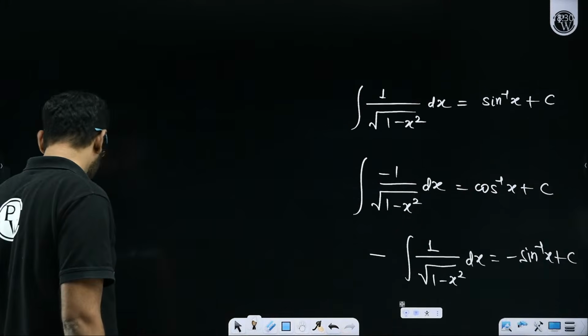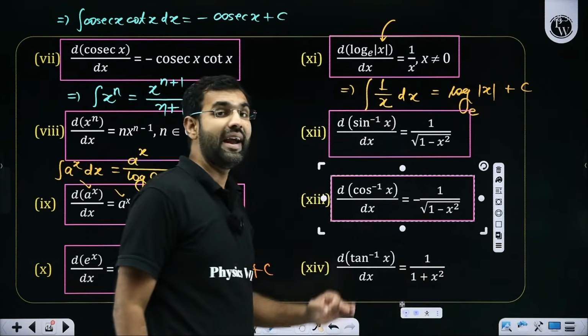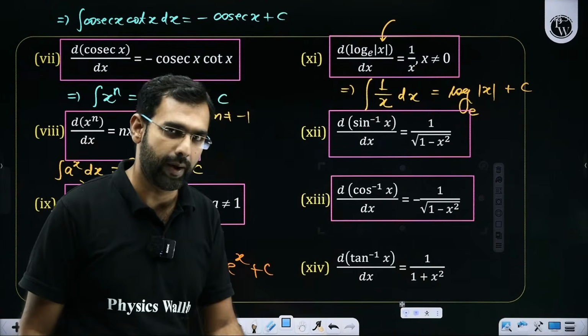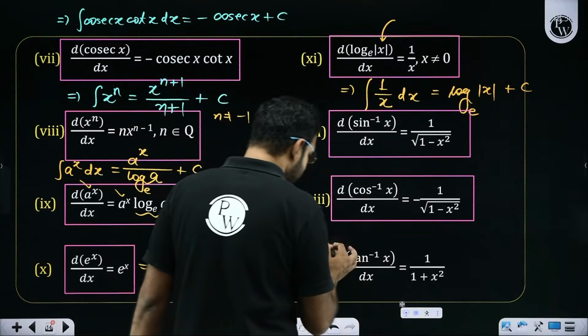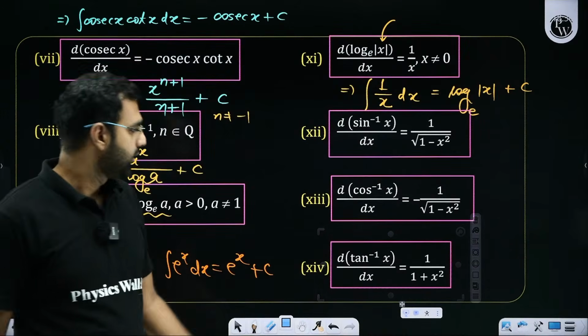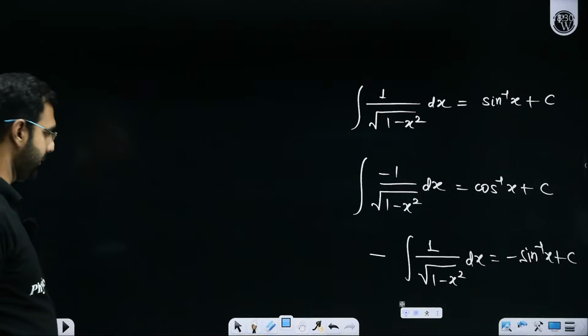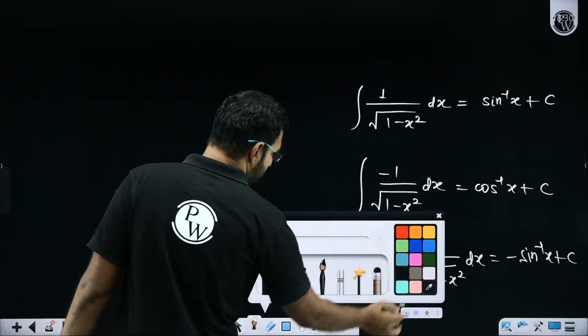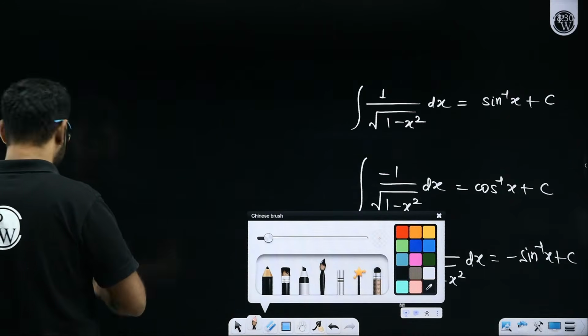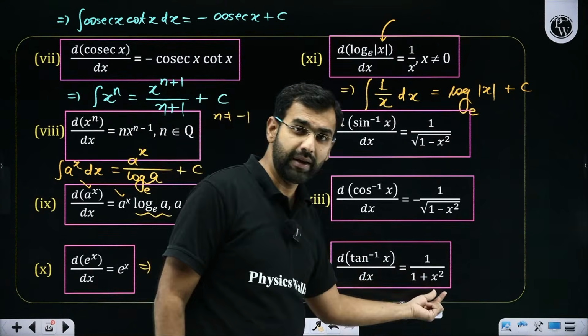Do let me know if there is any confusion. So what did I just say? That cos inverse x when differentiated is minus 1 upon under root 1 minus x square. Memorize it by heart, because this is what you'll use a lot and very often, especially in differential equations. So tan inverse x when you differentiate gives you 1 upon 1 plus x square. Of course, here x can be any real number.